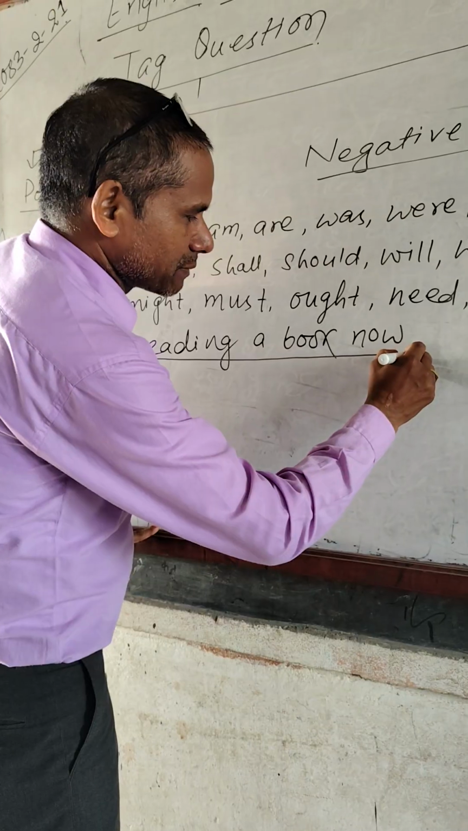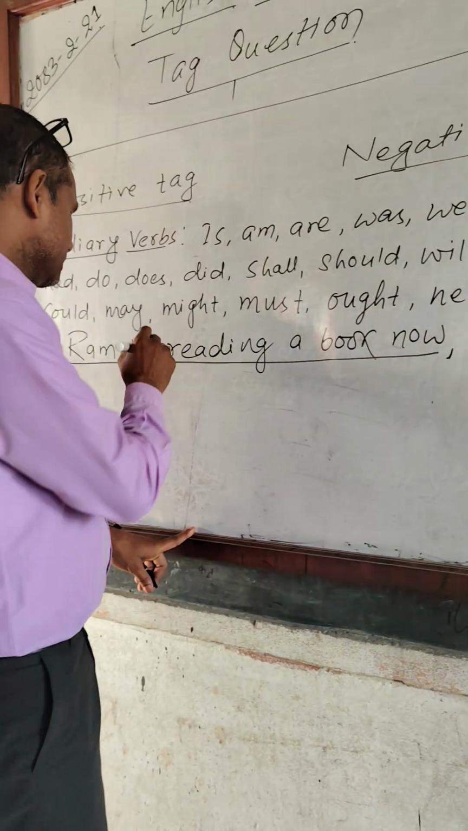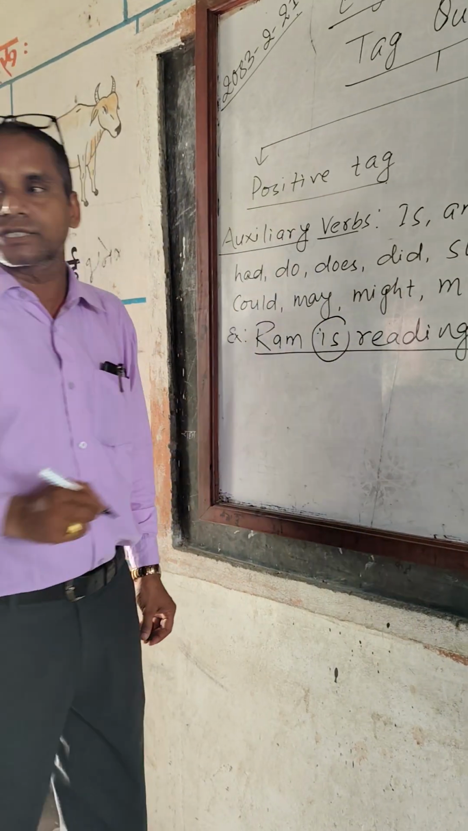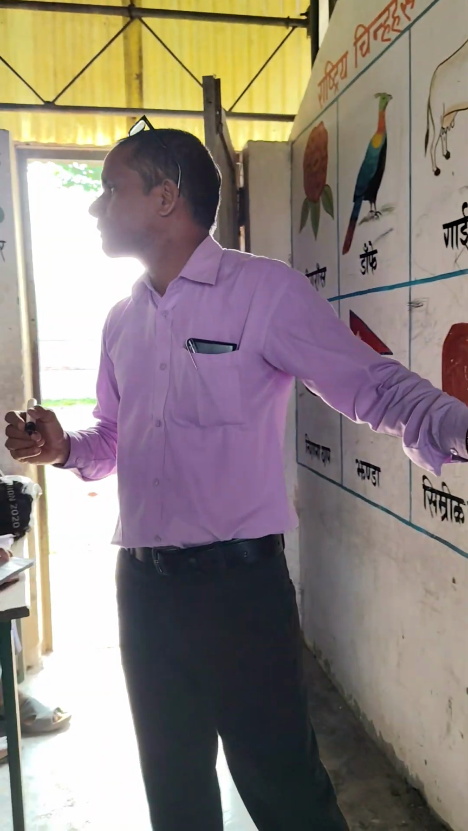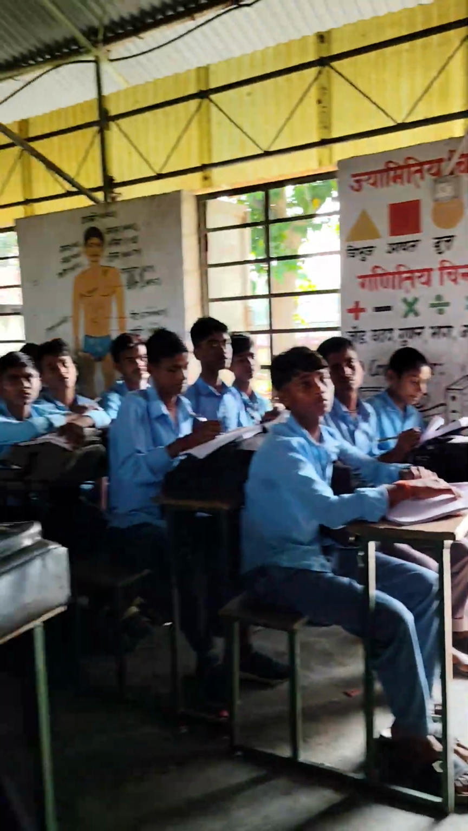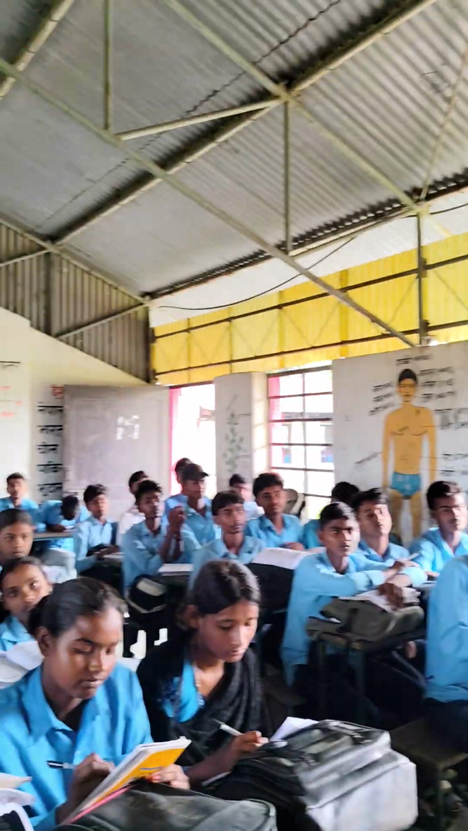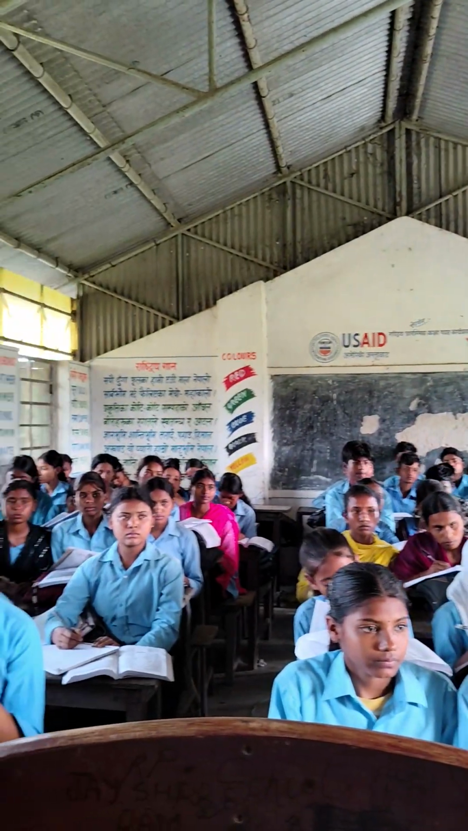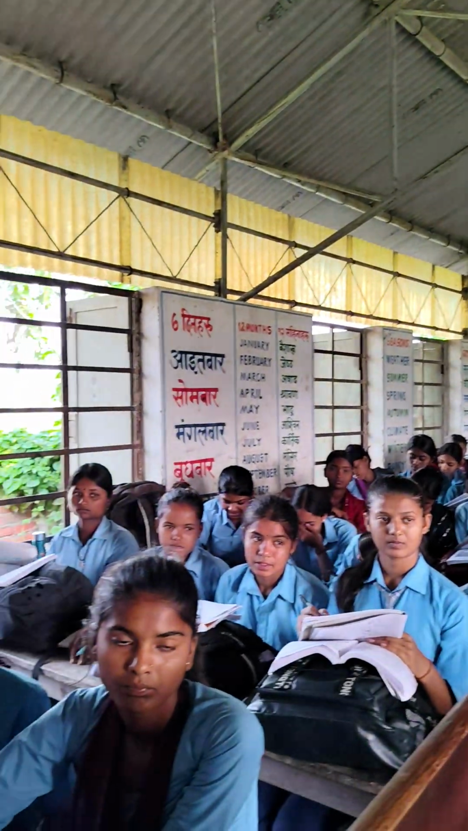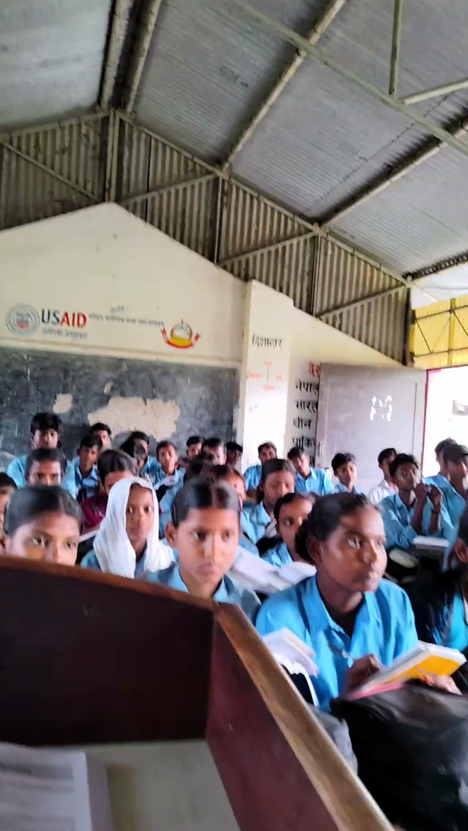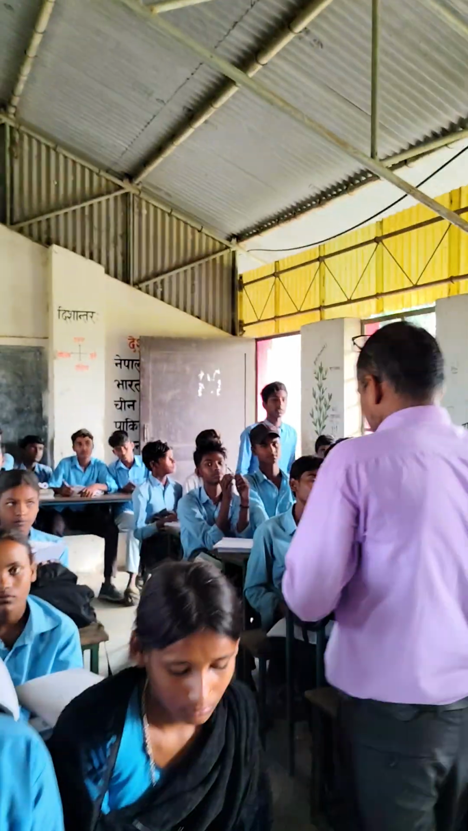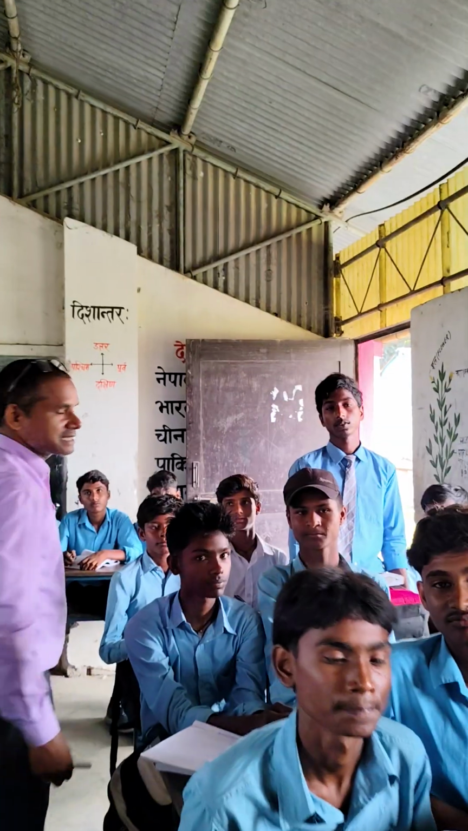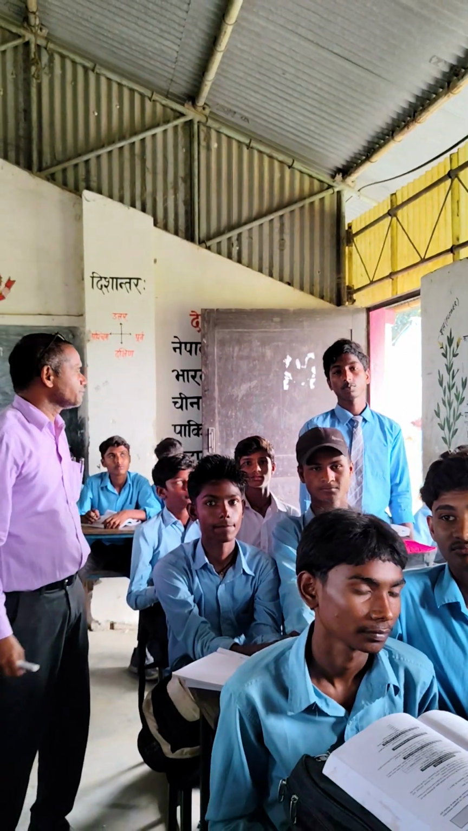First of all, we have to give a comma. Then we have to look for the auxiliary verb in this sentence. Which one is the auxiliary verb here? Is. Very good. We need "is" there. So, is it a positive sentence or a negative sentence? Ram is reading a book now.